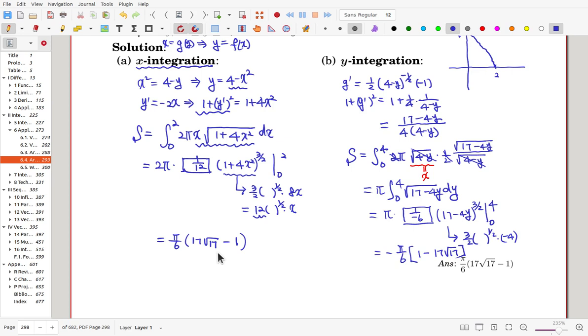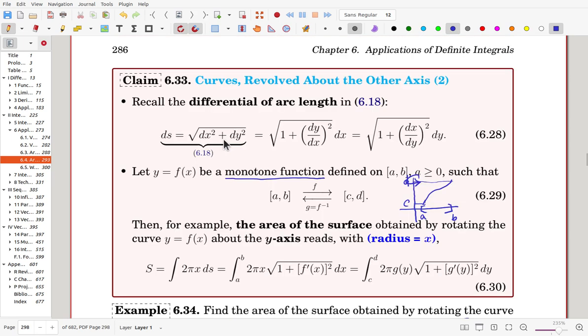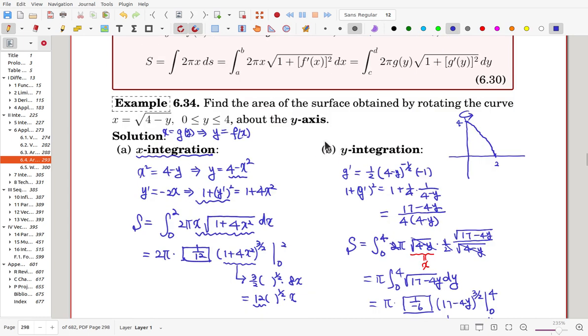So sometimes the rotation is about the other axis. However, the beauty of this mathematics is that once you decide the radius, right, for this ds, you can express this ds either this way or that way, about x, about y. You can do it so that you can get the right answer even though you integrate in the other direction. Okay? That's the end of the section. Thank you.